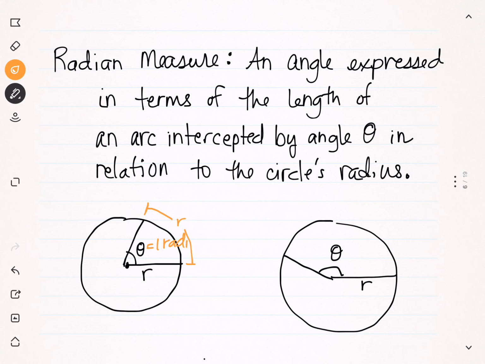Similarly, let's say we have a slightly bigger angle, maybe twice as big, so then the arc length is twice as big here. Say for instance I'm able to fit 2 radii along the arc that's intercepted by that angle theta. That would mean that I have an angle that measures 2 radians. So a radian is a different way to express an angle measure, and we are looking specifically at the arc length in relation to the radius of the circle. We have a couple conversions.